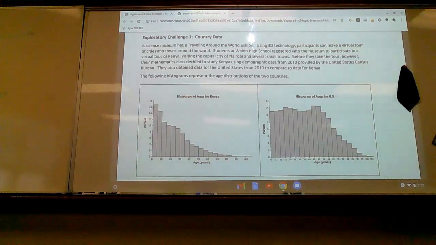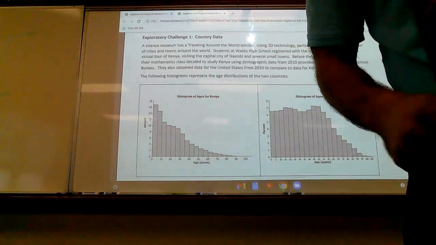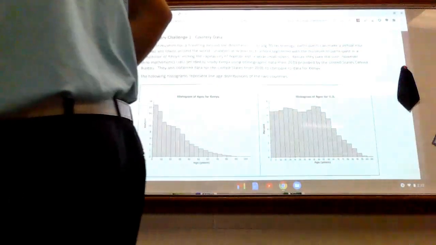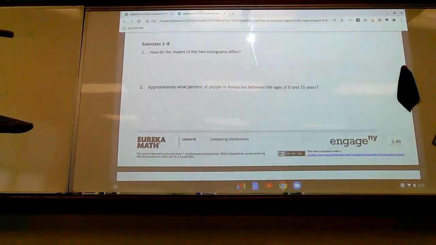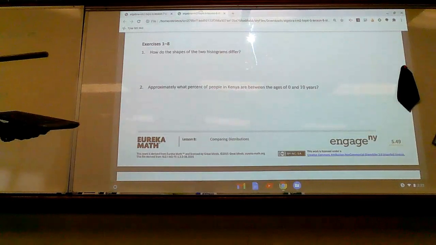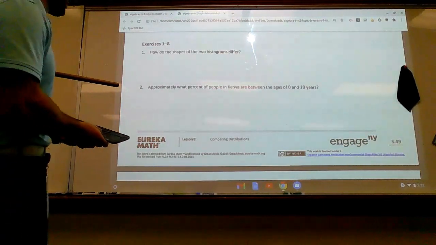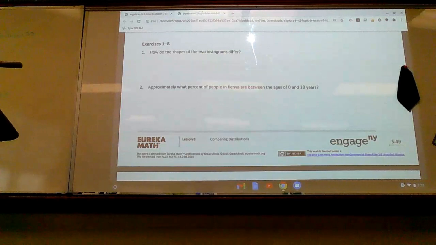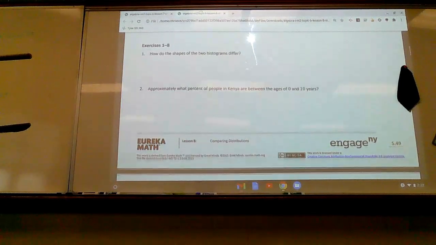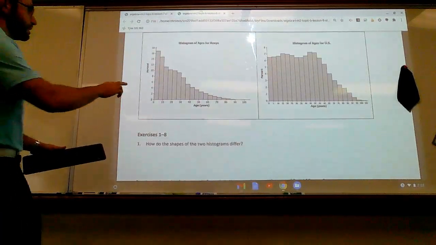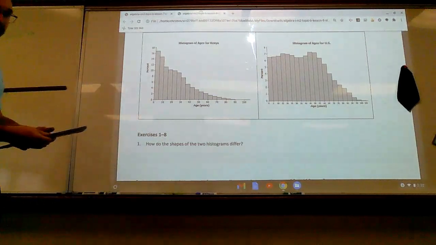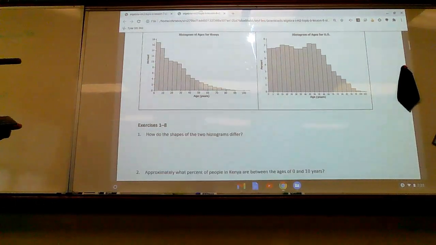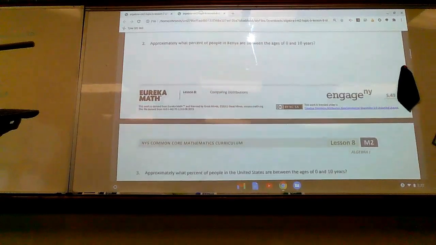Okay, so now we get to some of those questions. Where's my little keypad here? Here we go. I got batteries. It works now. So how do the shapes of the two histograms differ? Well, one's evenly distributed, one is not. Approximately what percent of people are between 0 and 10 in Kenya? Well, let's see. Here's 0 and 10. 17, 15. So that's about 32%. Okay? That's all I'm doing there.